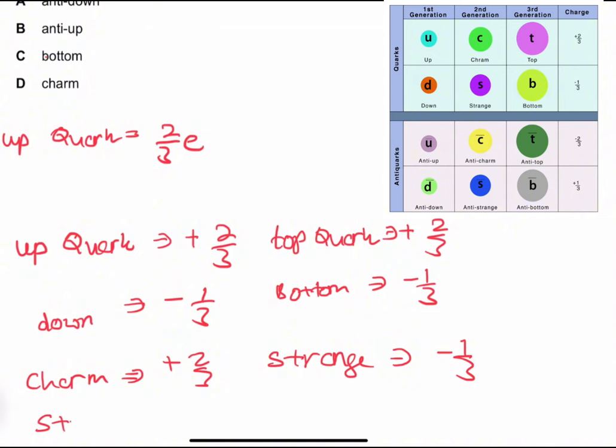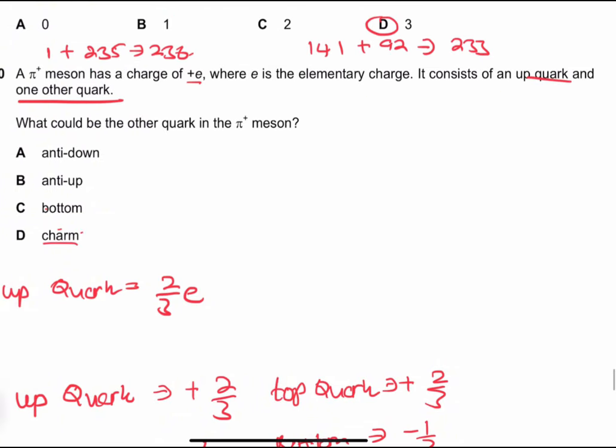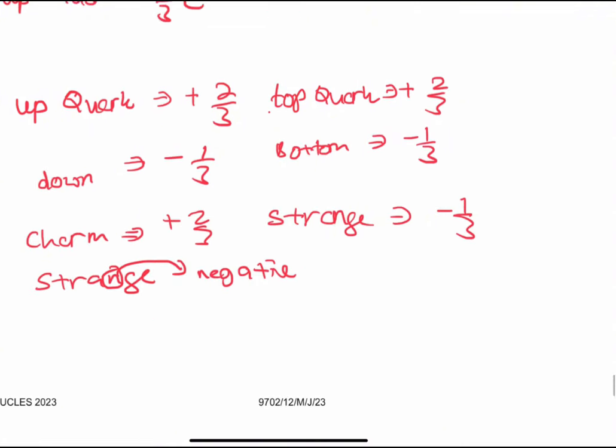So I just say, the word strange is the only word that has an N, and that N stands for negative. So it has to be negatively charged, and a charm quark, with no N, is positively charged, plus 2 over 3 E. Very important for you to remember that. A bottom quark is negative 1 over 3 E. An anti-up quark is actually minus 2 over 3. Antimatter has the opposite charge of matter. And an anti-down quark has a charge of plus 1 over 3. So the answer is A. Plus 1 over 3 plus an up quark, which is 2 over 3 E, gives a total of plus E. Very important.